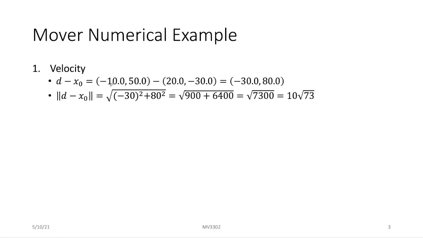So, okay, 10, 50 minus 20 minus 30, this is where the potential for mistakes comes in. We have minus 10 minus 20, and so that's minus 30. And then we have 50 minus minus 30, and two negatives make a positive, so we get 80.